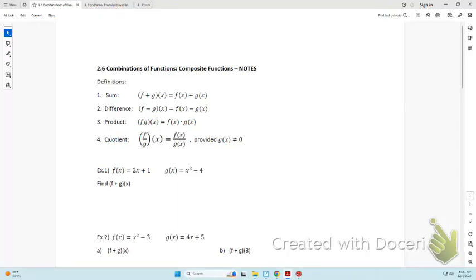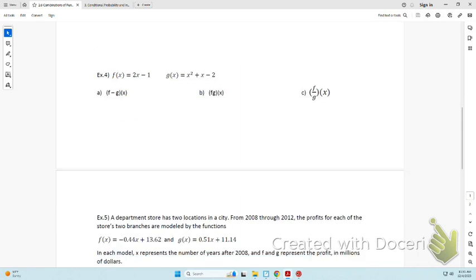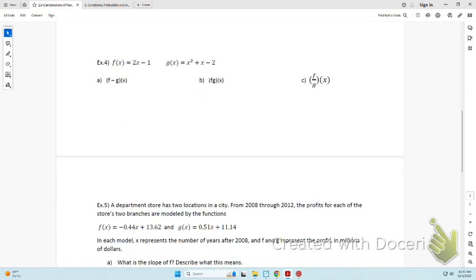In college algebra, we made some more progress with combinations of functions. I believe we left off with number 4 on Friday. So we did part A. Part B, we're going f of x times g of x.